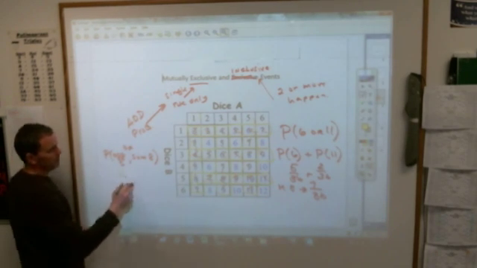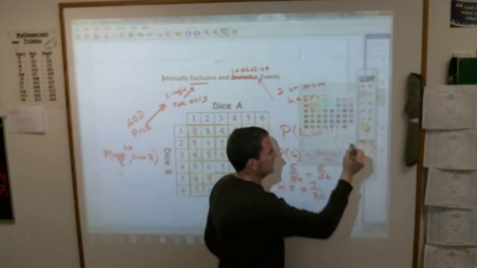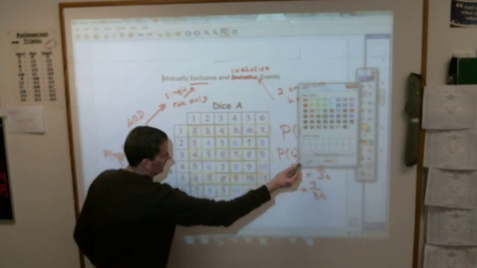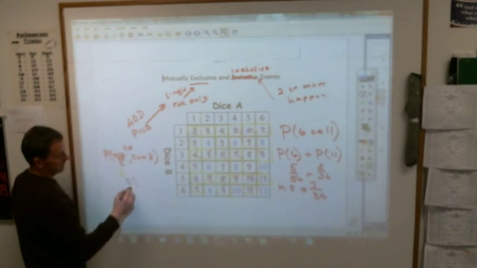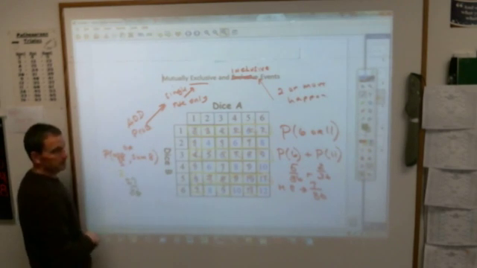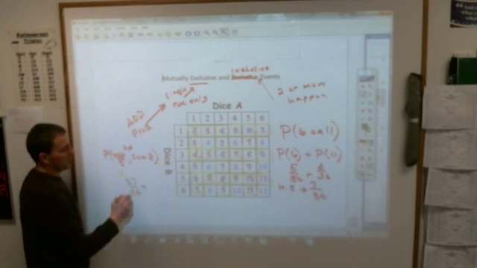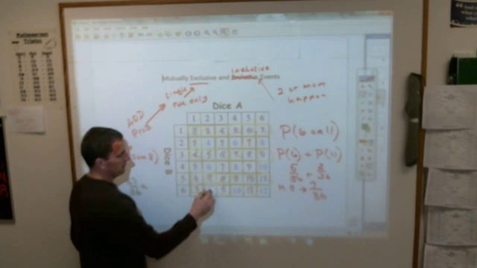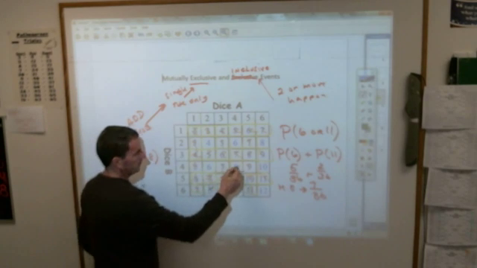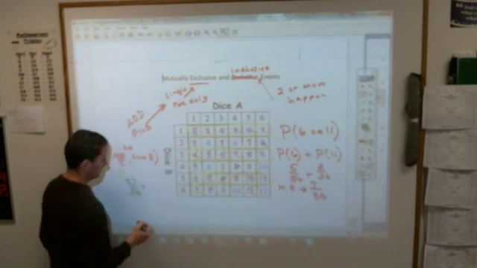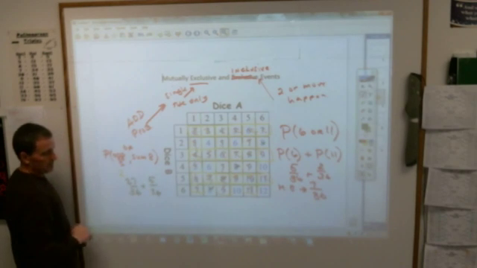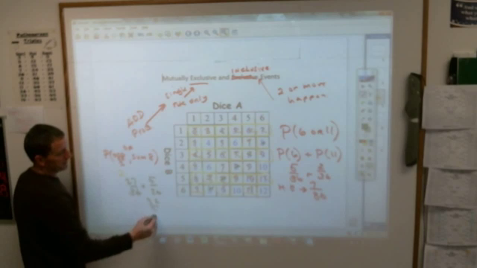The probability of you rolling at least one odd die is 27 out of 36. The probability of getting a sum of 8, well, they're right here: 1, 2, 3, 4, 5. Plus 5 is 32 out of 36.